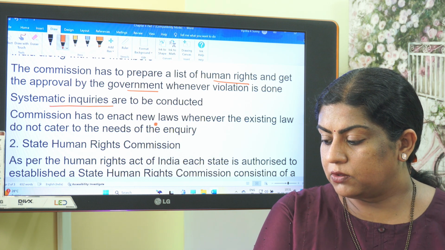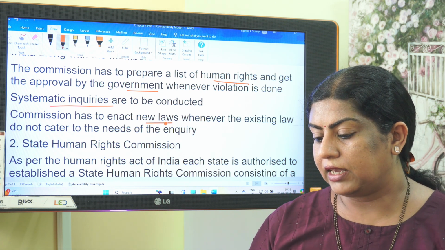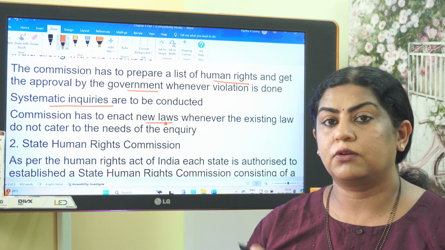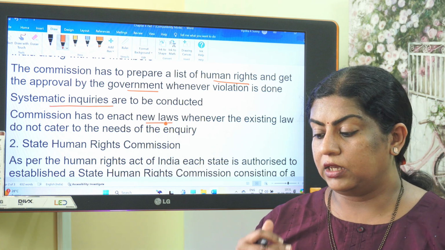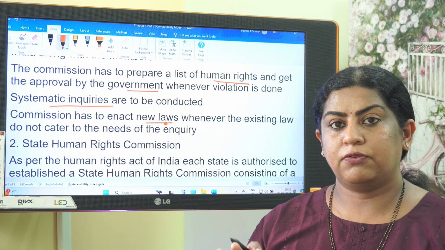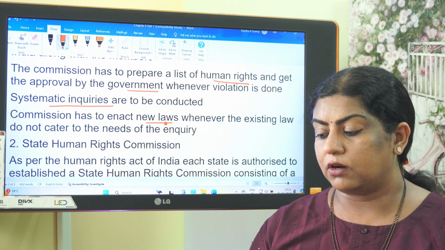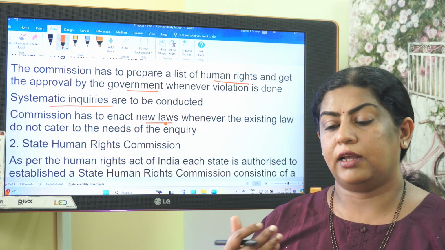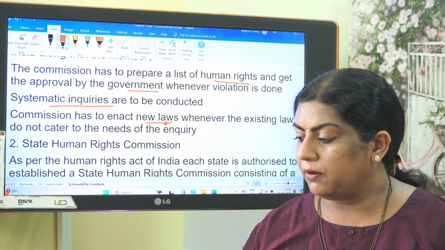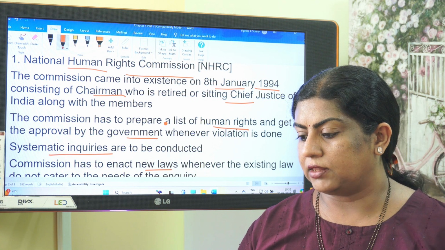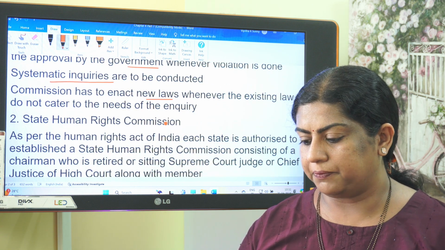This commission has to enact new laws whenever the existing laws do not cater to the needs of the inquiry. So in certain situations, they even have to enact new laws. For example, when existing laws do not cater to the need, they have to enact new laws. So all these things should be done by the National Human Rights Commission, that is NHRC.